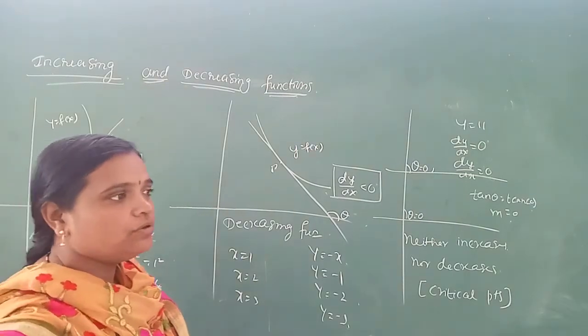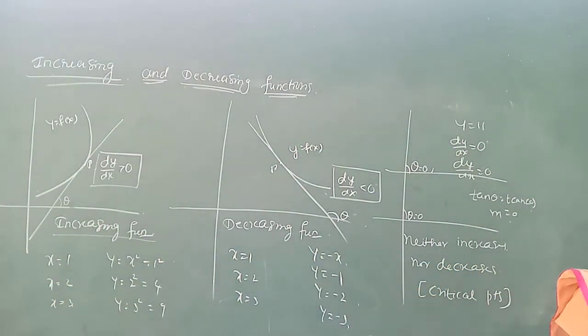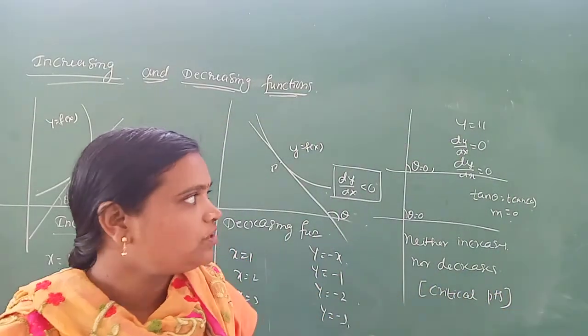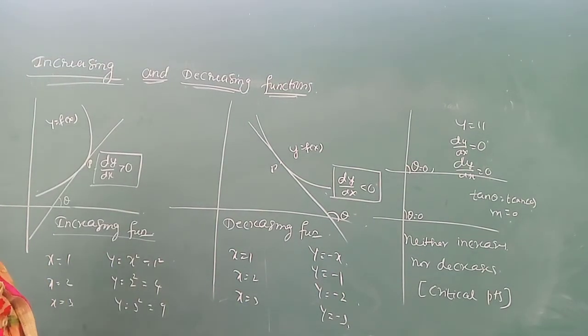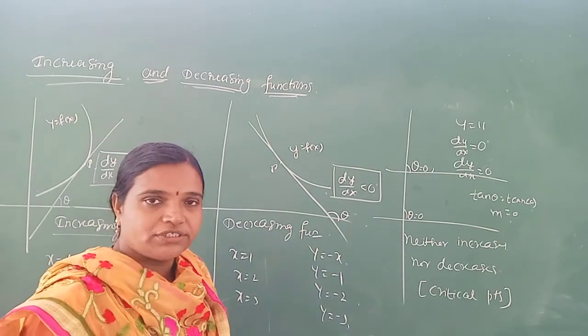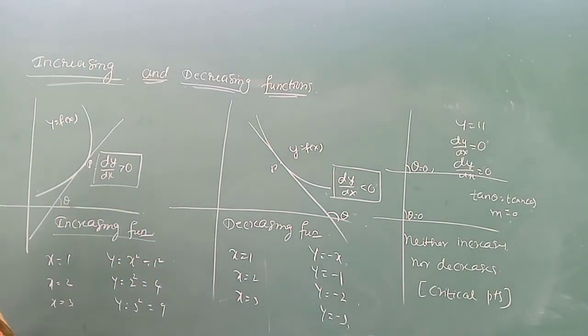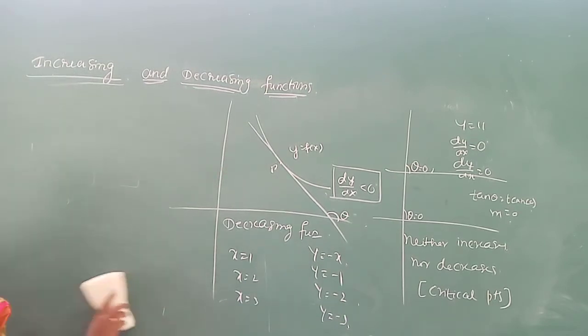Once again I will tell you, increasing function means dy by dx is greater than 0. Decreasing function means dy by dx is less than 0. If it is a stationary or critical point, then dy by dx equals 0. By knowing this, now I will give an example.